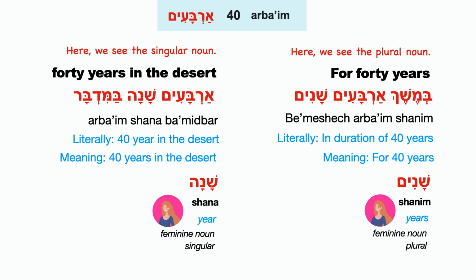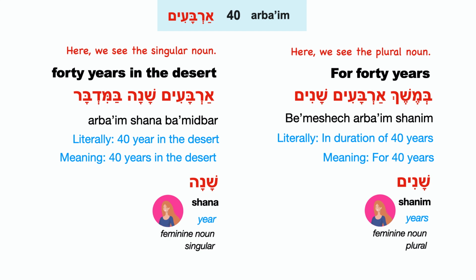Now let's look at the example on the right side. It says for 40 years. So that's b'meshek 40 shanim. Here we opted to use the plural form of the word for years. Years in Hebrew is shanim. So shana, that's a singular form, year, and the plural form of year is years. Okay, that's shanim. Shana, shanim, years. So going back here, for 40 years, b'meshek 40 shanim.